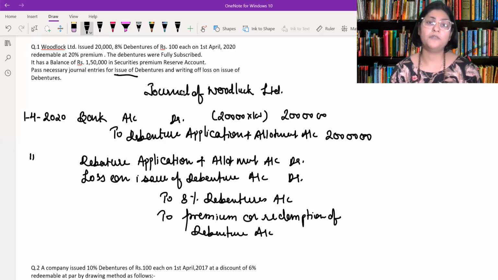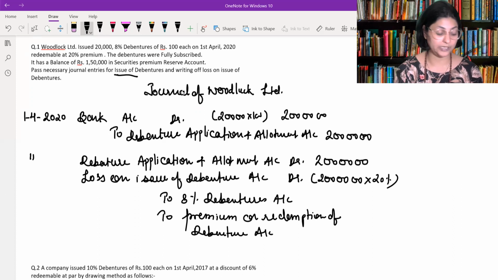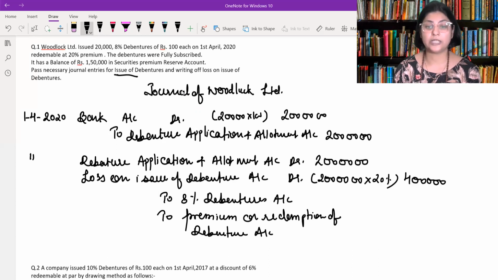Now we will start filling the amounts. The amount of 20 lakh rupees with which we had credited debenture application and allotment, with the same amount we are going to debit it. Then what is the amount of loss? The amount of loss is 20 lakh into 20%. The face value of debenture multiplied by 20%. So 20 lakhs, 20% is going to be 4 lakh rupees. 4 lakh is the capital loss for the company. The amount of 4 lakh rupees will come over here.